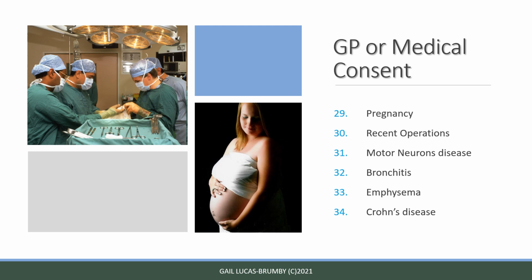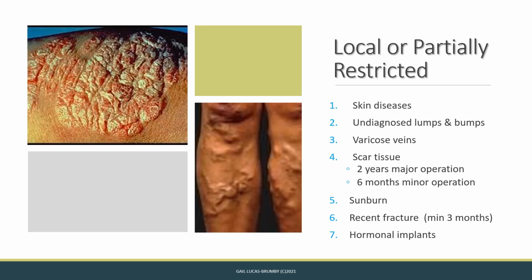Bronchitis is an infection, so obviously a bronchitis, emphysema, you wouldn't want to massage somebody with either of those conditions, and Crohn's disease as well. So locally or partially restricted are contraindications that can be avoided or worked around. So these are things like skin conditions, undiagnosed lumps and bumps, varicose veins. You wouldn't massage below them or on them, but you can massage above them.